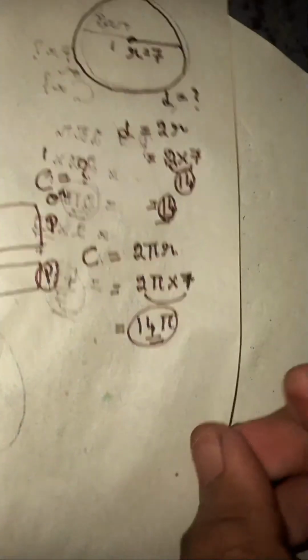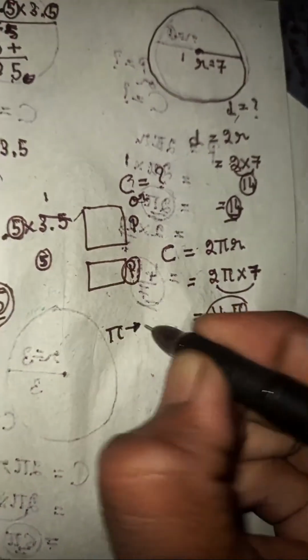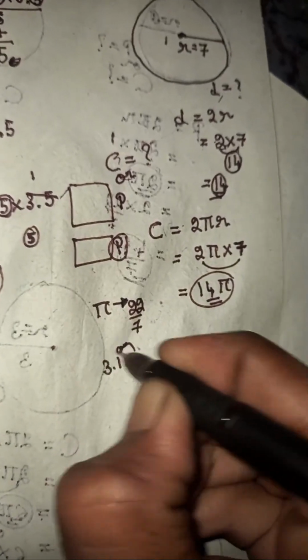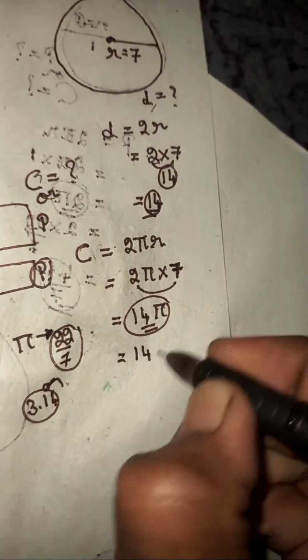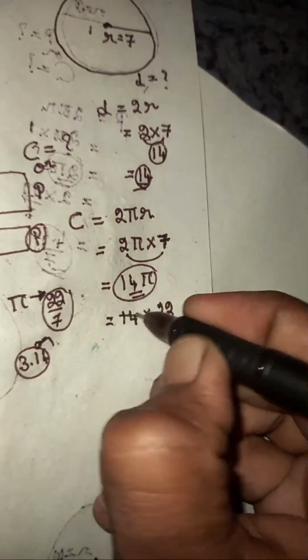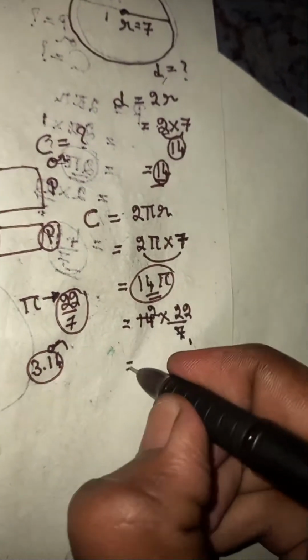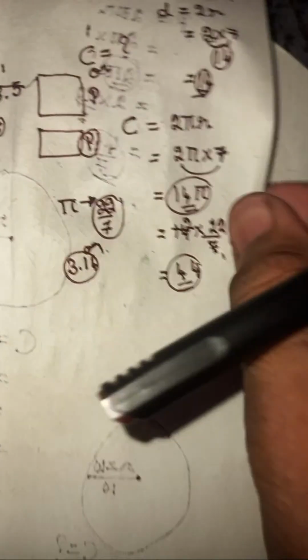If you don't want it in pi, you want it in numbers, you can substitute pi equal to 22 by 7 or 3.14. For easy calculation, let's take 22 by 7, which is 14 times of 22 by 7. 7 one times, 7 two times is 14, and 22 two times equals 44 units. That's the circumference.